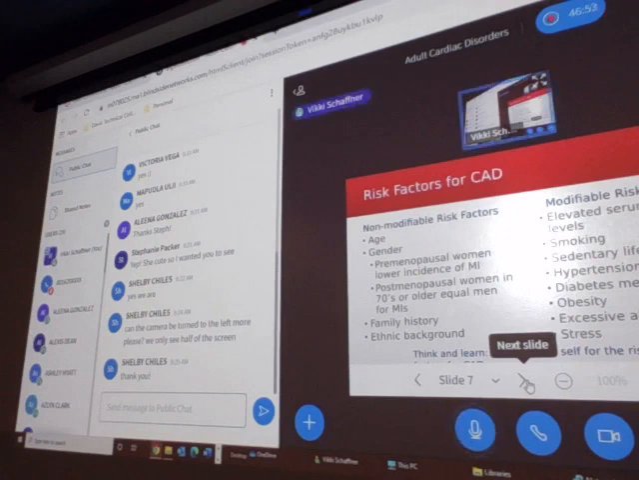So when you have people that are at risk for coronary artery disease, you have to recognize that and do patient education. And it has to be effective patient education. Because how many times have I gone in and the doctor said you need to lose weight?